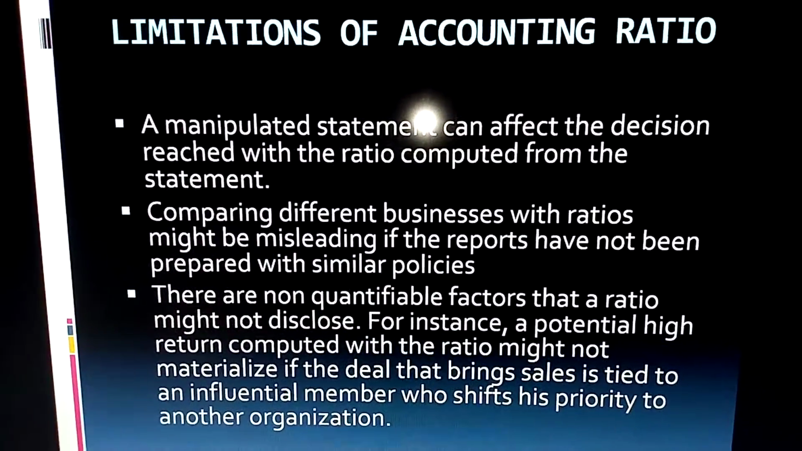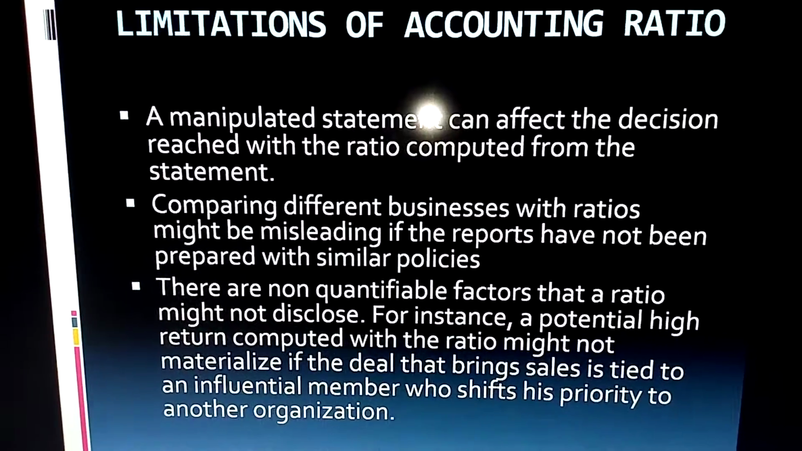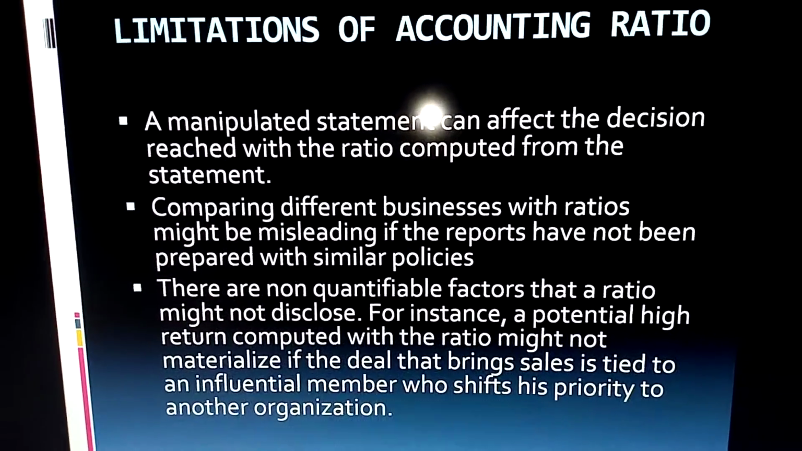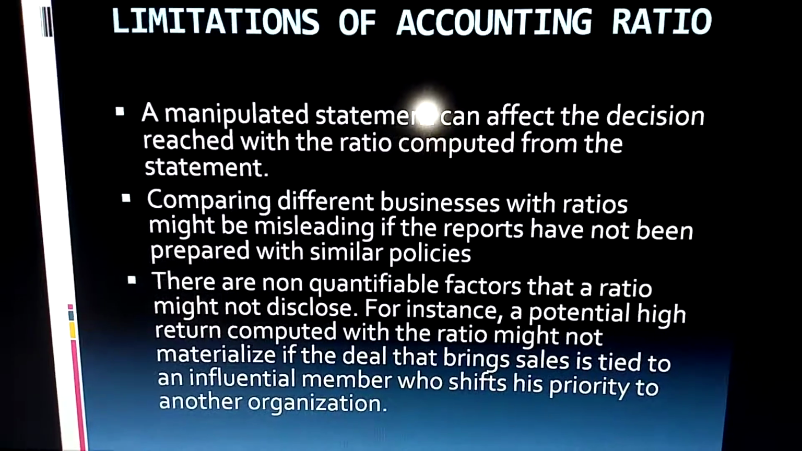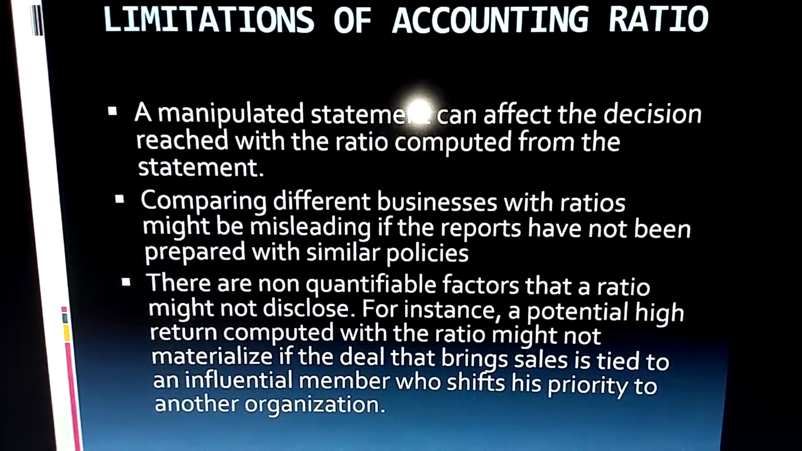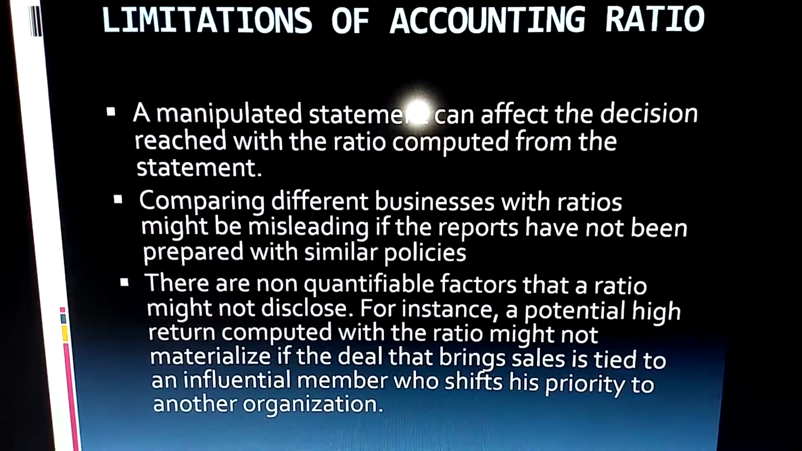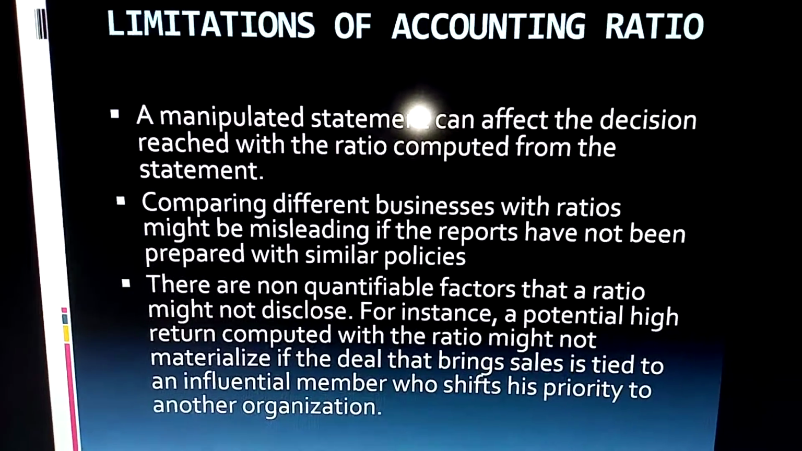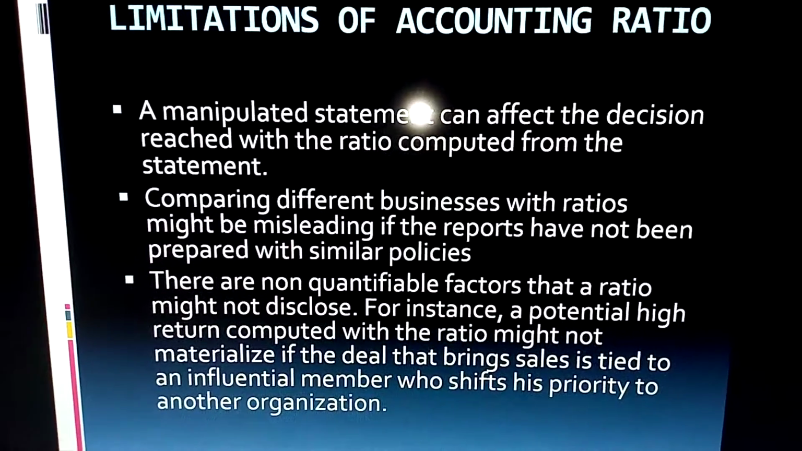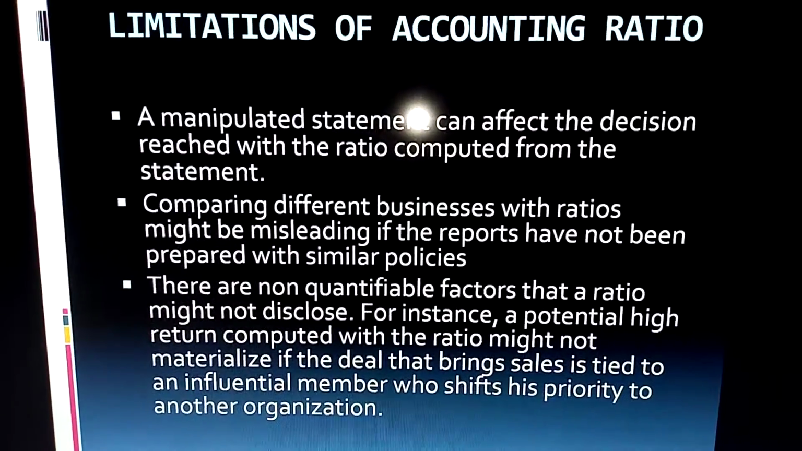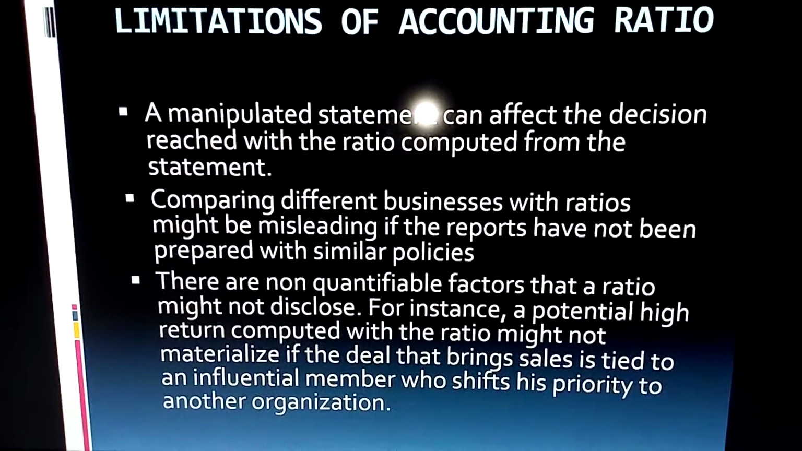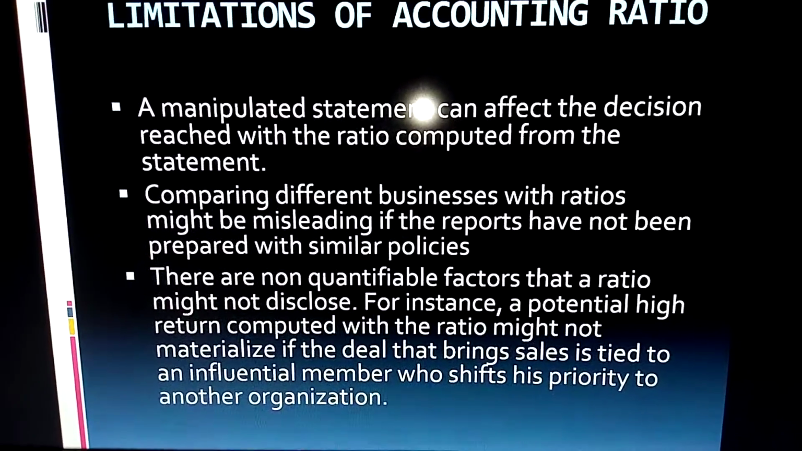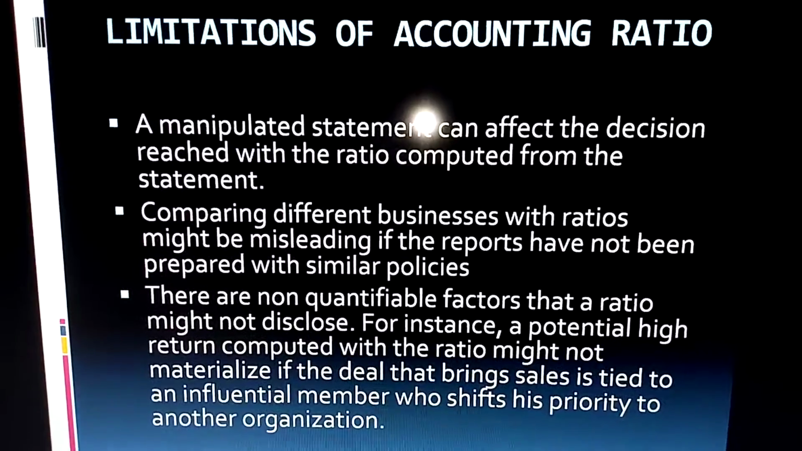So accounting ratios have some limitations. What I'm trying to say is that despite the fact that it's a tool for analyzing financial statements, it has some limitations. One, if you have a manipulated statement, then you're going to make your decision based on wrong figures or manipulated figures. If you are comparing businesses with ratios, and these two businesses have been prepared on two different assumptions and two different policies, you might not be making a viable decision. It might be misleading because they are not prepared with similar policies.